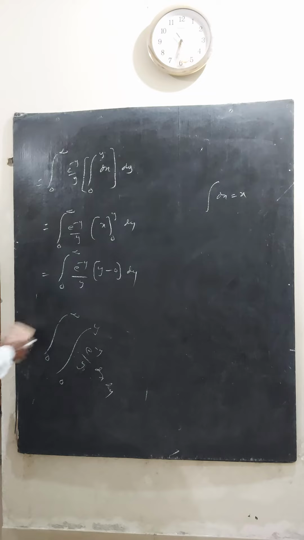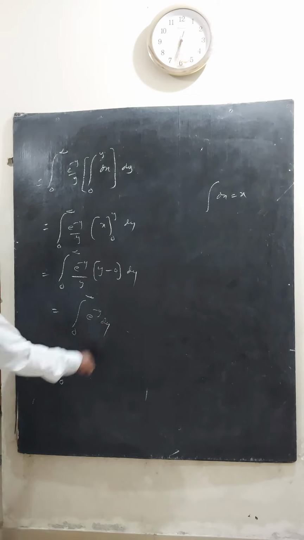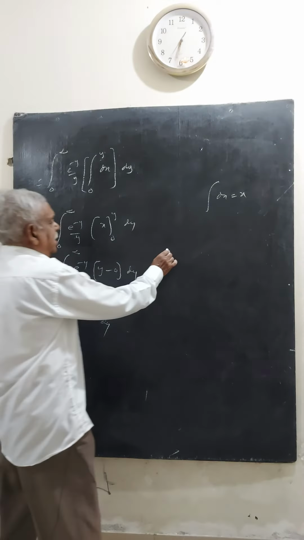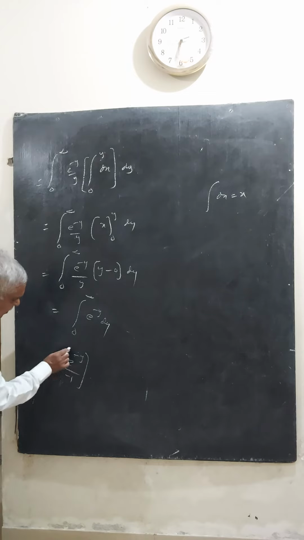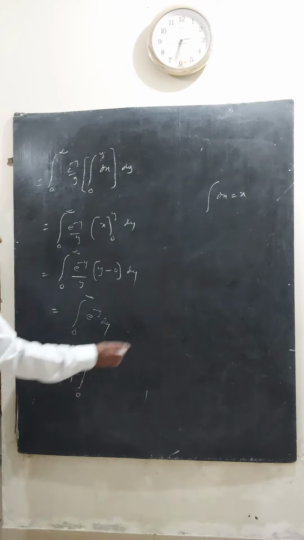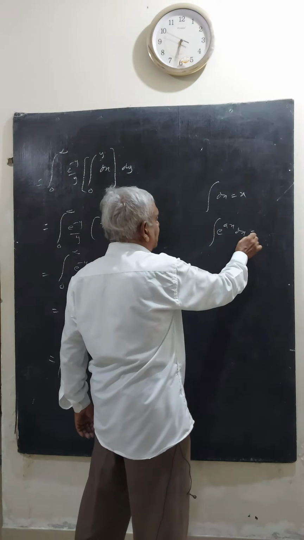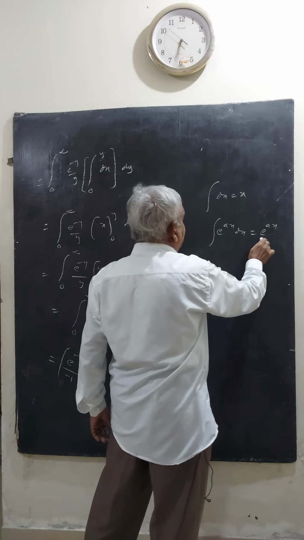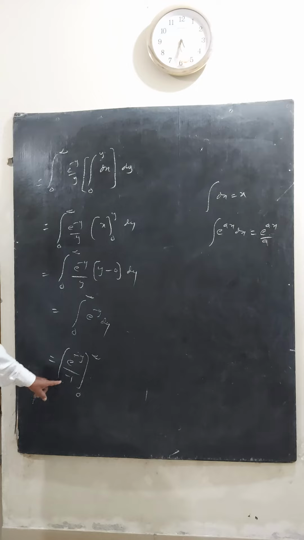The y will get cancelled. 0 to infinity e power minus y dy. Integrating, we get e power minus y by minus 1, with limits 0 to infinity. Integration of e power ax dx equals e power ax by a. This is the basic integration. Here a is minus 1, therefore minus 1.